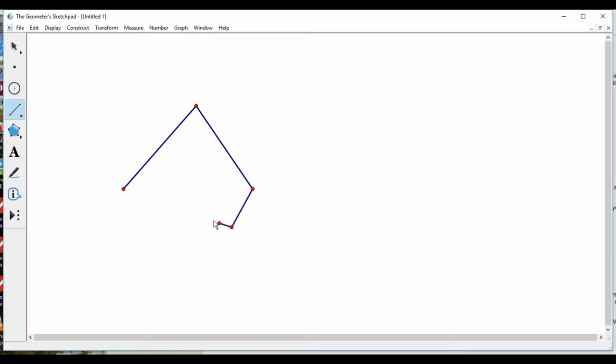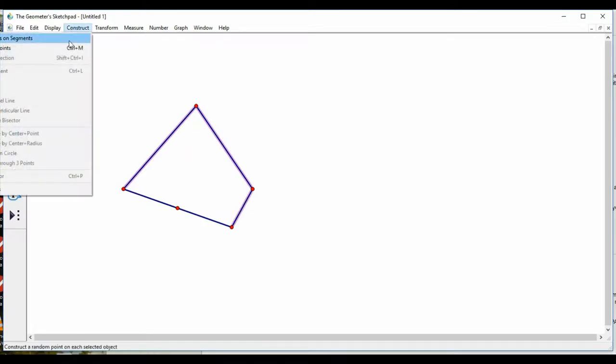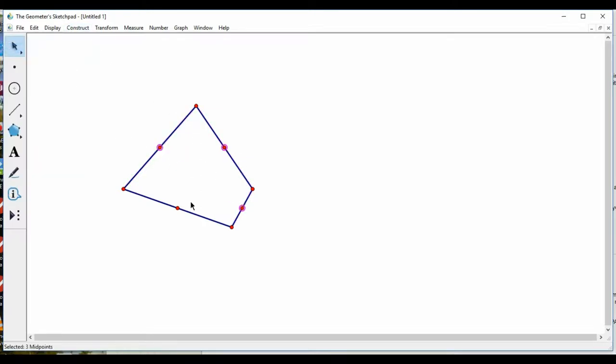A question or a big idea for grade 10 academic kids to explore, or maybe even grade 10 applied, if you like, is to explore on a software like Sketchpad. Is it always true that the midpoints on the sides of a quadrilateral can be always joined to make a parallelogram, regardless of the shape of the quadrilateral?